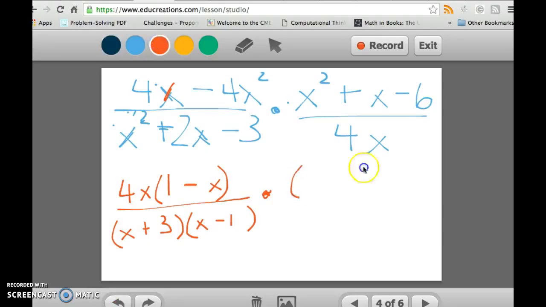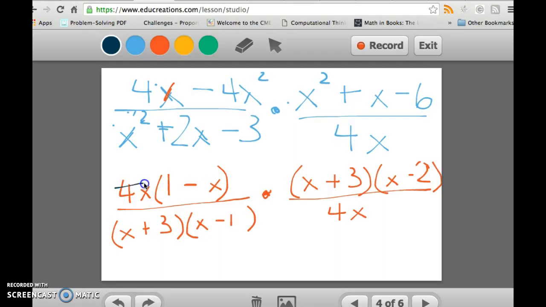So again, I see a trinomial. What multiplies to -6 and adds to +1? That'd be +3 and -2. And then 4x is as is. And then you can start immediately doing some canceling, right? 4x and 4x. X plus 3 and x plus 3.